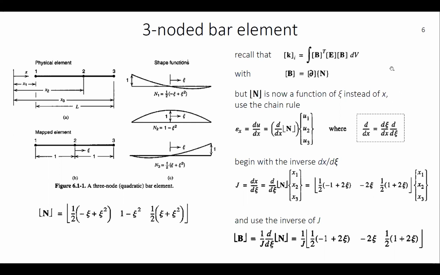And what we would like to do is calculate the stiffness matrix for this local element using the same approach, the integral of B transpose E times B. We know that the B matrix is the derivative of the shape functions. The thing is now that the shape functions are a function of xi rather than the global coordinate x. And here is where it gets a little bit non-intuitive, perhaps.